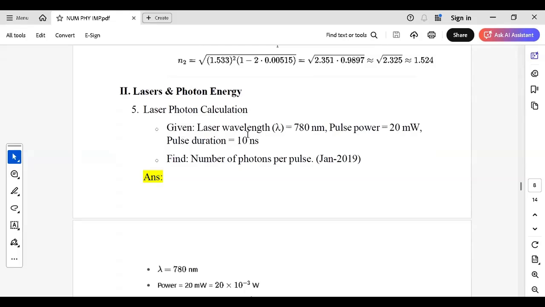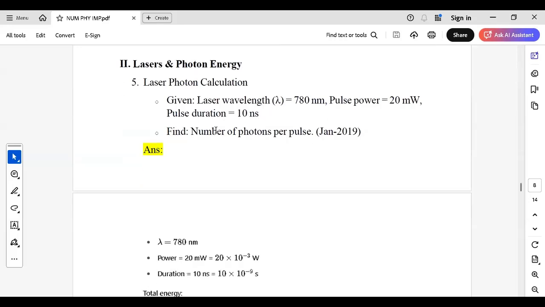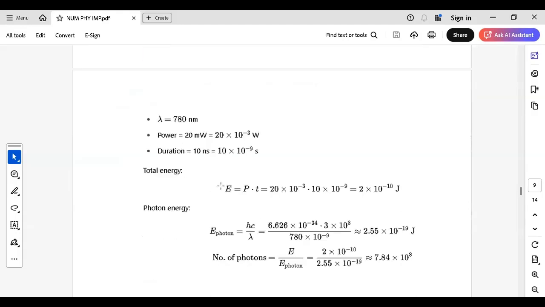You have laser wavelength as 780 nanometers, pulse power is 20 milliwatt, pulse duration is 10 nanoseconds. Find the number of photons per pulse. So you have the formula E is equal to P into T. Guys, just memorize the formula. Energy is nothing but power into time, right? So that is what is given here.